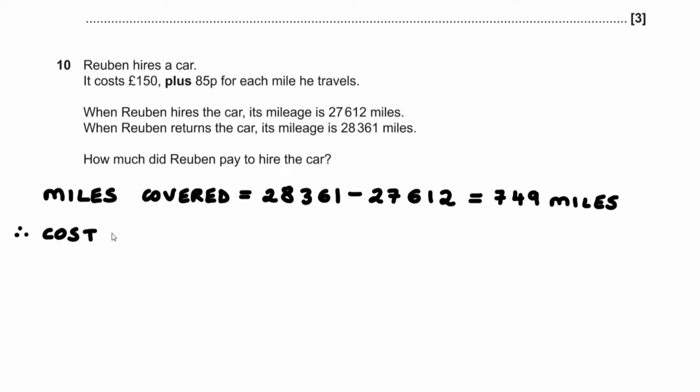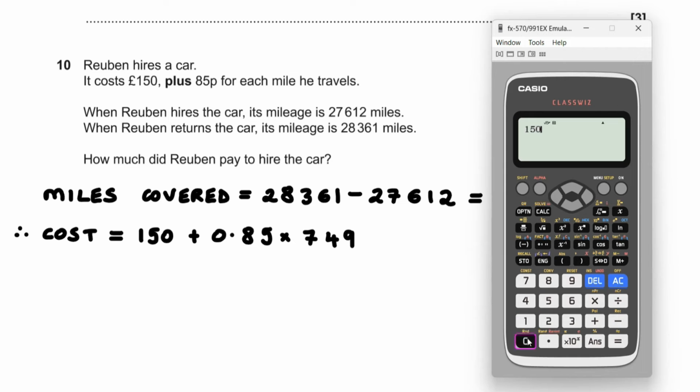The cost is equal to this £150 plus the cost per mile is 85 pence, or £0.85, multiplied by 749. So if I work out what this is, we get a value of £786.65.